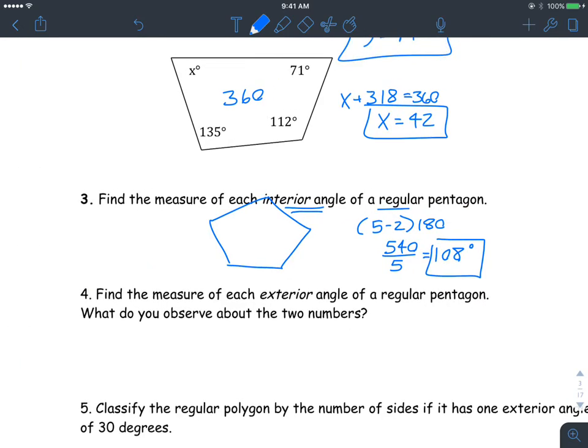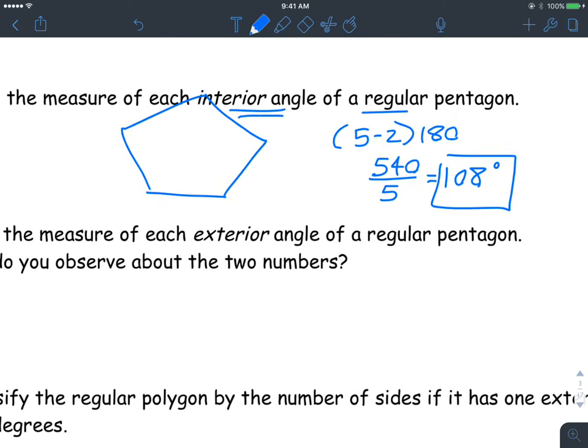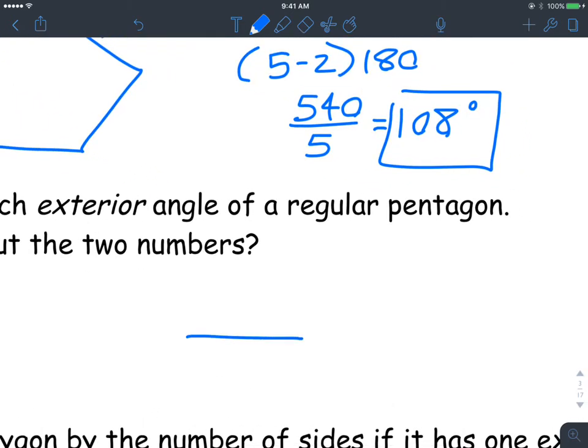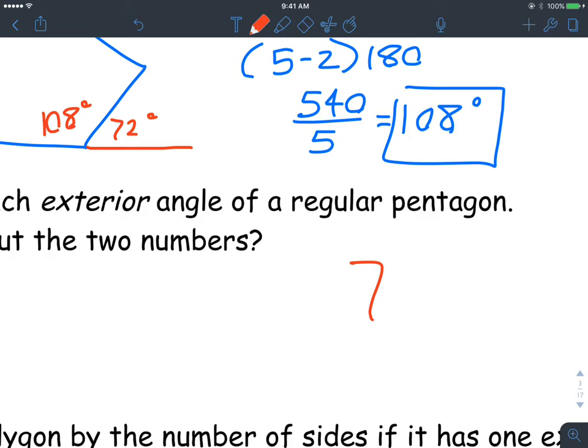There you go. Now we can do an extension of that. Find the measure of each exterior angle of a regular pentagon. So if we think about one of the angles, here I'm going to use the same picture. If we think about one of the angles being 108 degrees, then the exterior angle, that's when you extend it, and those make a linear pair. Therefore, this exterior angle, this one, should be 72 degrees.